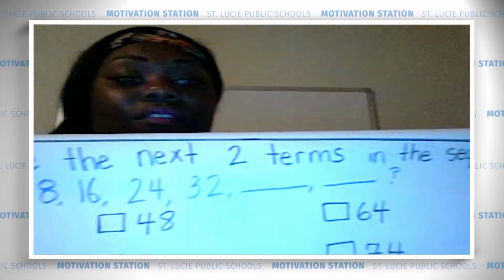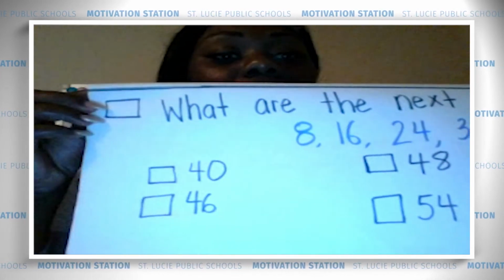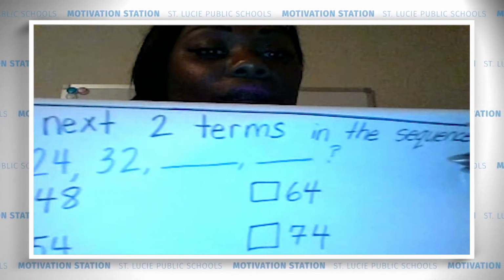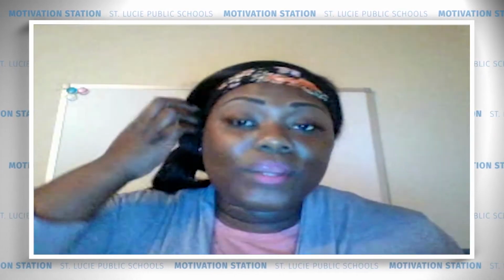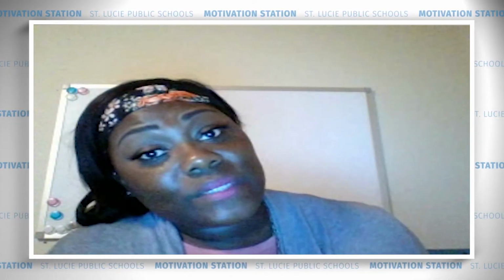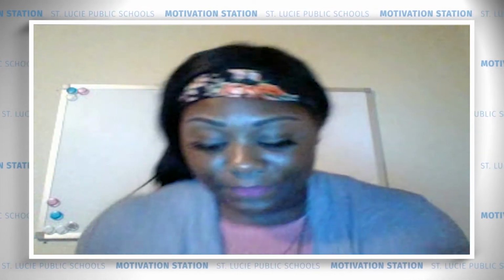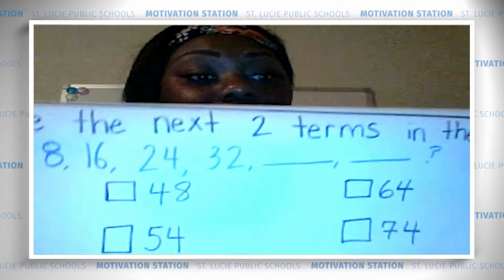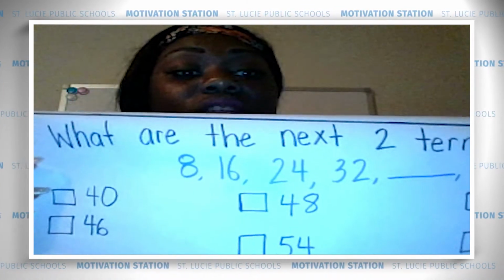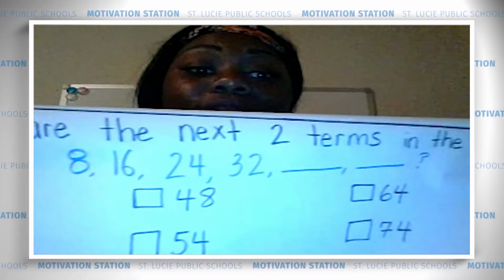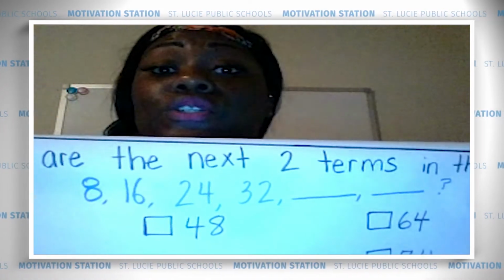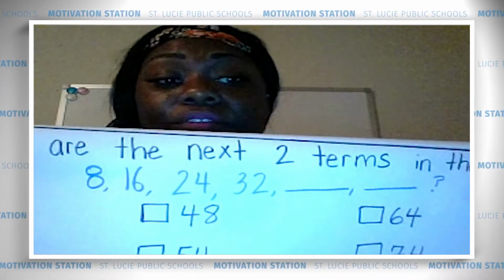Okay, so let's take a look at the first problem. It says, what are the next two terms in the sequence? So we're not just looking for one answer today, we're actually looking for two. And when we are taking assessments and there's more than one answer, we know that those types of questions are called multi-select, right? So let's take a look at our answer choices. Well, let's look at the pattern. So it starts at 8, moves to 16, and then 24, and then 32, and we have to figure out the next two numbers in this pattern after 32.